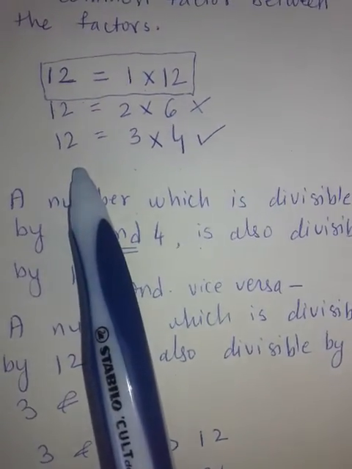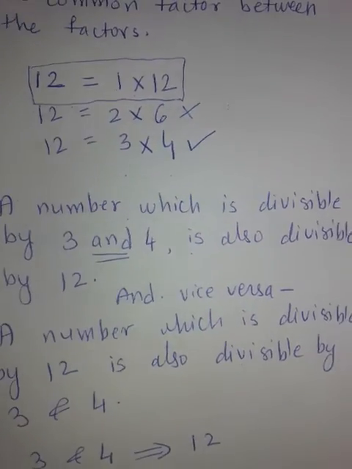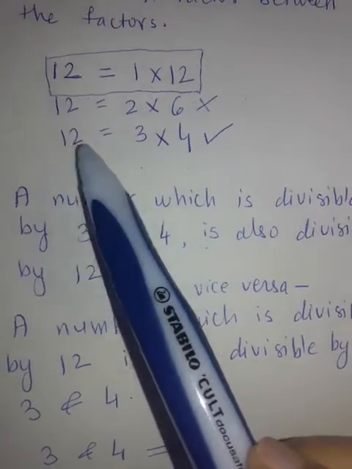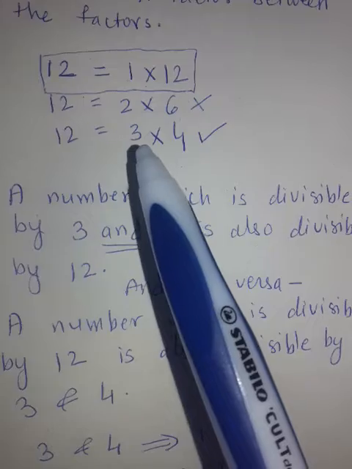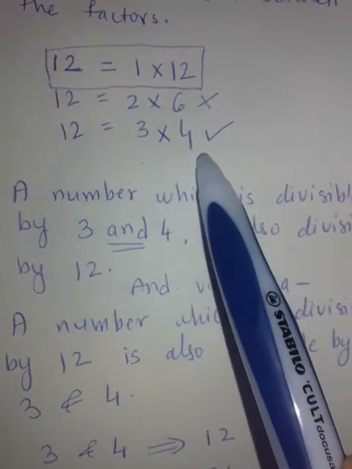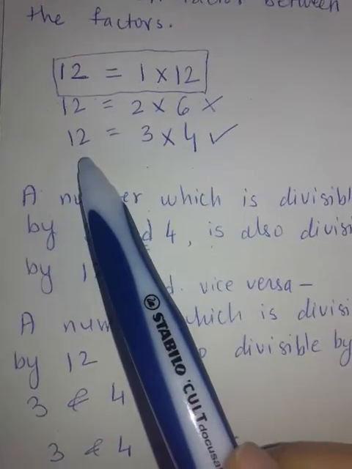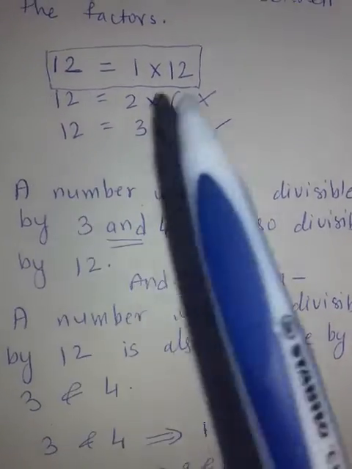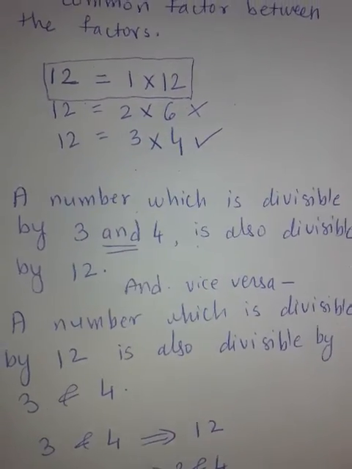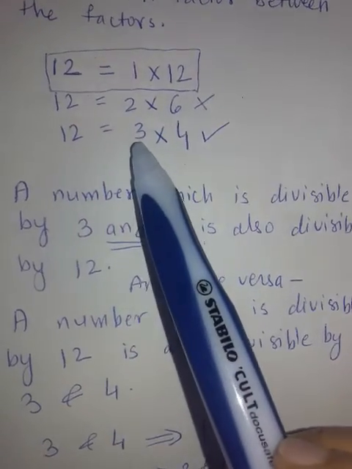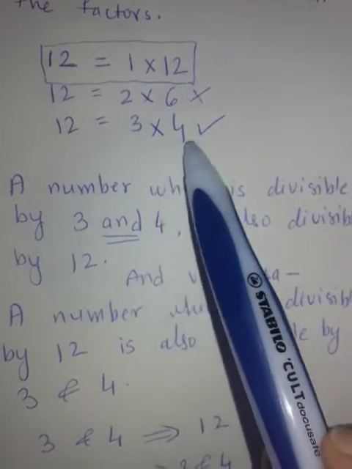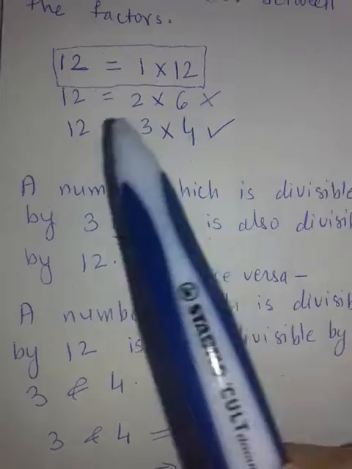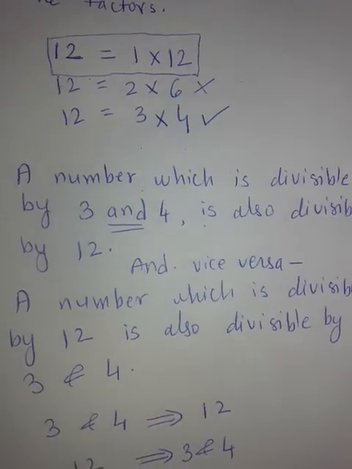So what happened just now? You discovered the divisibility test for 12. A number which is divisible by 3 and 4 is also divisible by 12. So if we want to find out whether a given number is divisible by 12, what will you do? You will apply the tests for 3 and 4. If it satisfies, then it is divisible by 12.